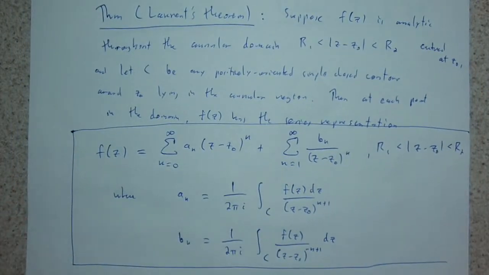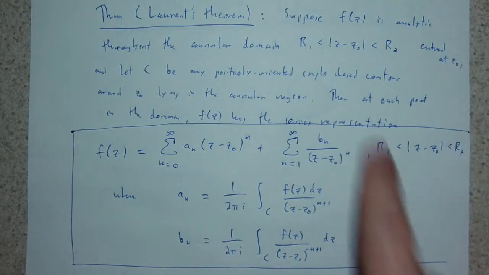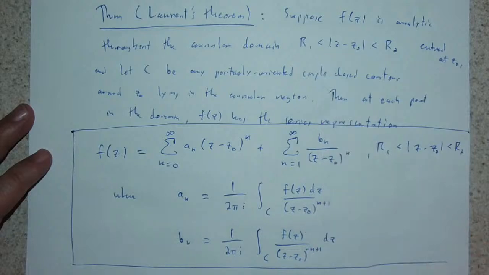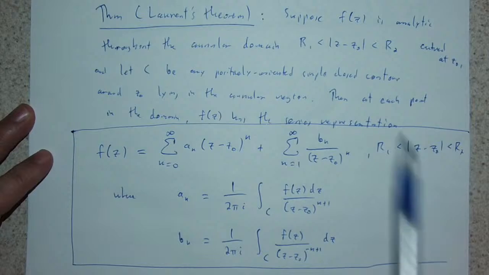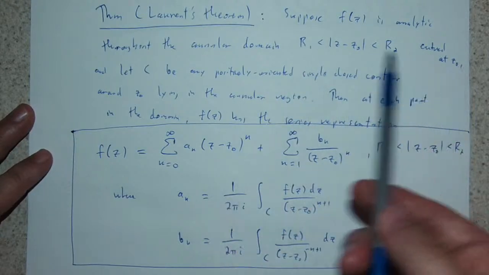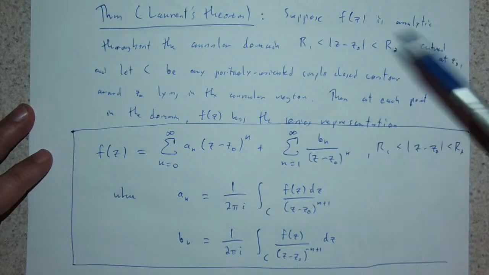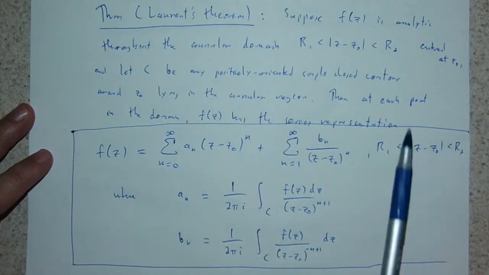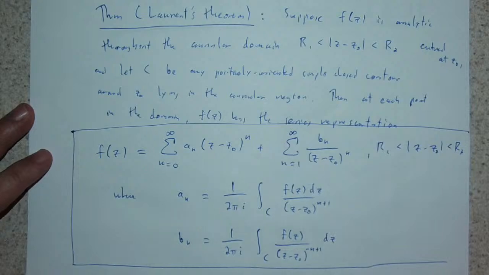So just to recount through this again, suppose f of z is analytic throughout an annular domain. I'll refer to that picture that we drew last time as well. So now, suppose you have an analytic function not on an open disk, but an annulus. It's on this open annular domain, centered at z0, so z0 is excluded from this annular domain. And let C be any positively oriented simple closed contour around z0 lying entirely in that annular region.